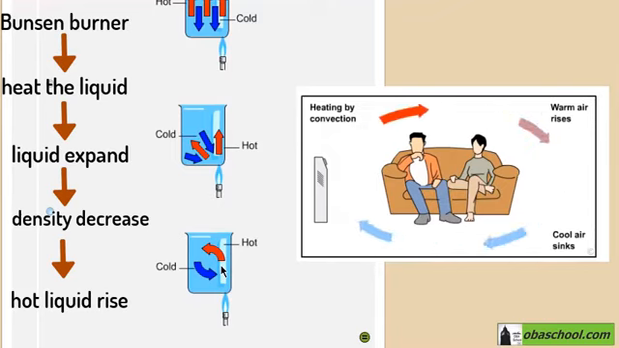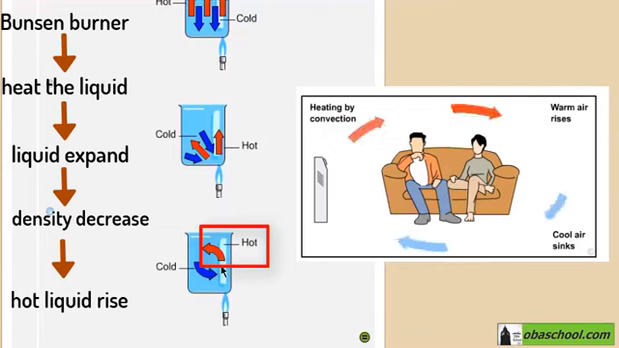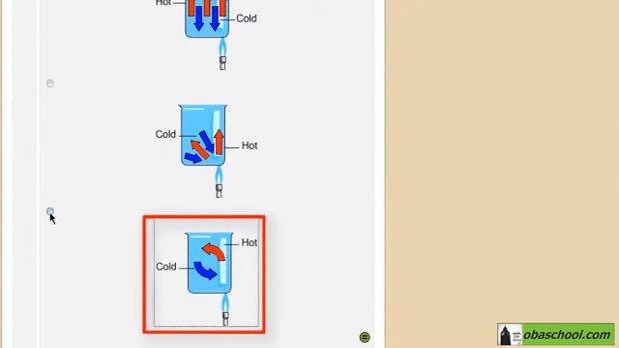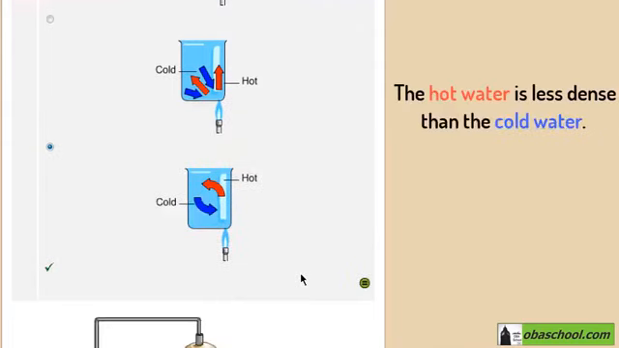Therefore, there will be a convection current inside this beaker where the hot liquid rises and the cold liquid sinks. So, the best figure that represents this phenomena is the fourth choice. That's correct, since the hot water is less dense than that of the cold water.